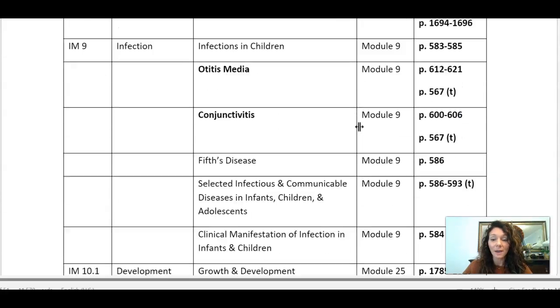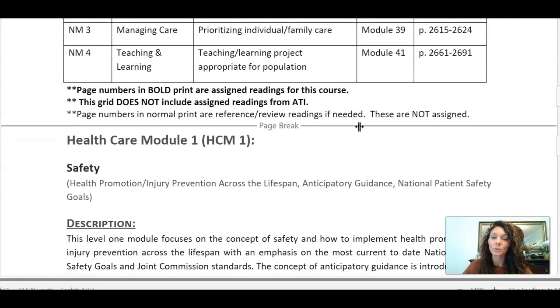And if you forget that, as we scroll down here, I have it listed at the bottom of the table. Page numbers in bold print are assigned readings for this course. Also, this grid does not include the assigned readings from ATI. Those are under each individual module. I'm getting ready to show you that.